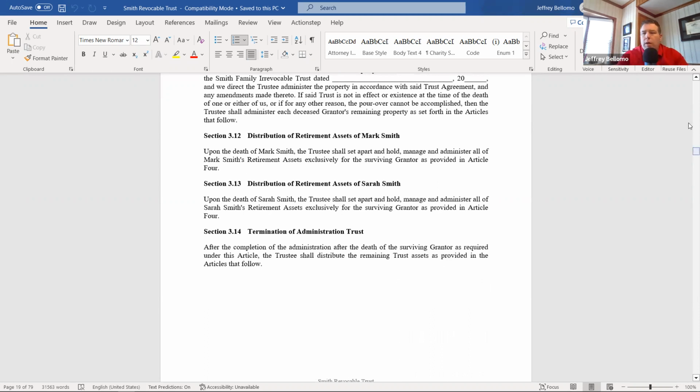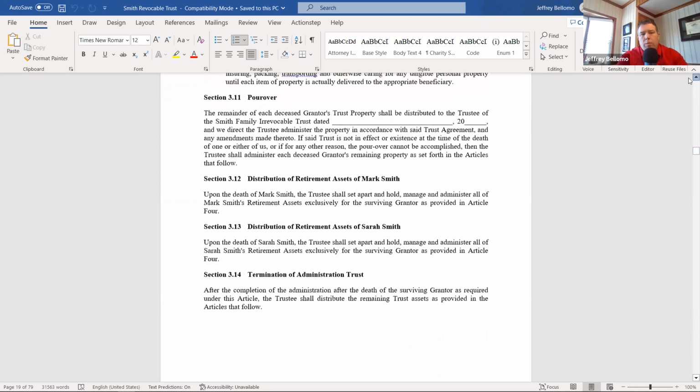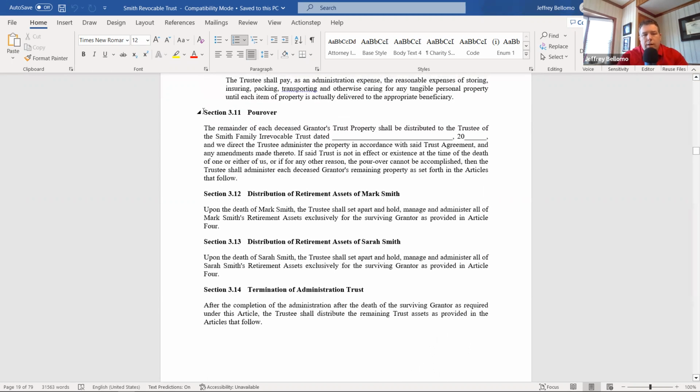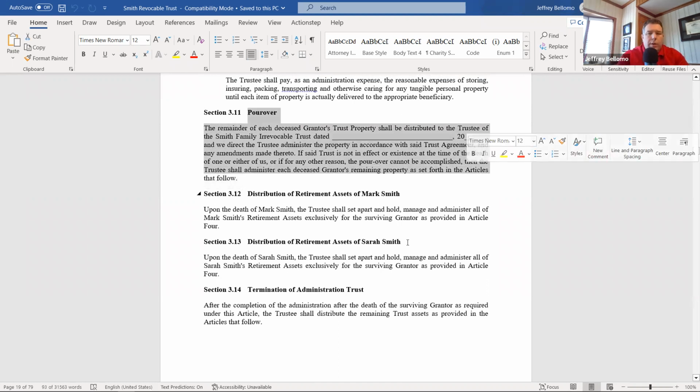Everything's going to pour over into the irrevocable trust. So really, this is kind of the whole kit and caboodle right here. Pretty much says everything pours over into that trust. In case there are any retirement assets for Mark, I do have the language in here to hold it for Sarah and Sarah for Mark. And that will allow us to use what is called a spousal only retirement trust.